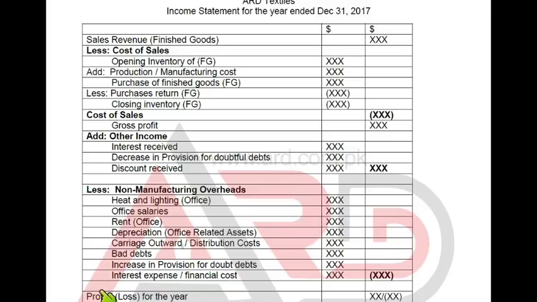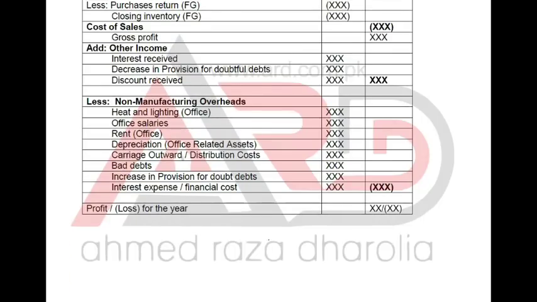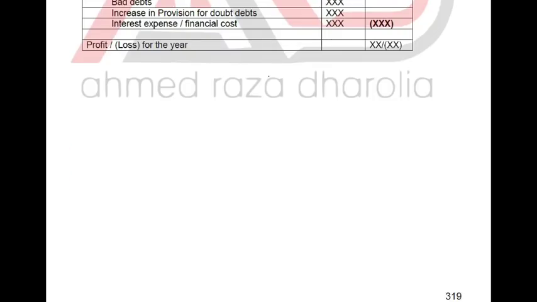The final figure will be profit for the year or loss for the year. If the final answer is positive, obviously it is a profit for the year, and if it is negative, this is a loss for the year. I hope you are getting the manufacturing account pretty well.